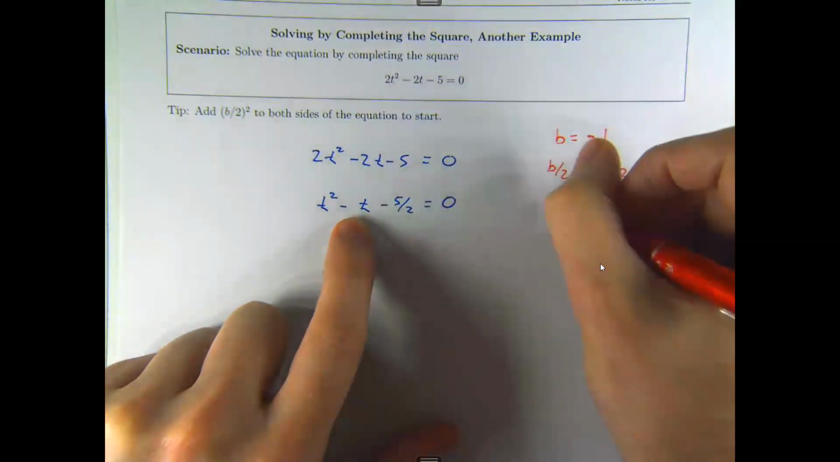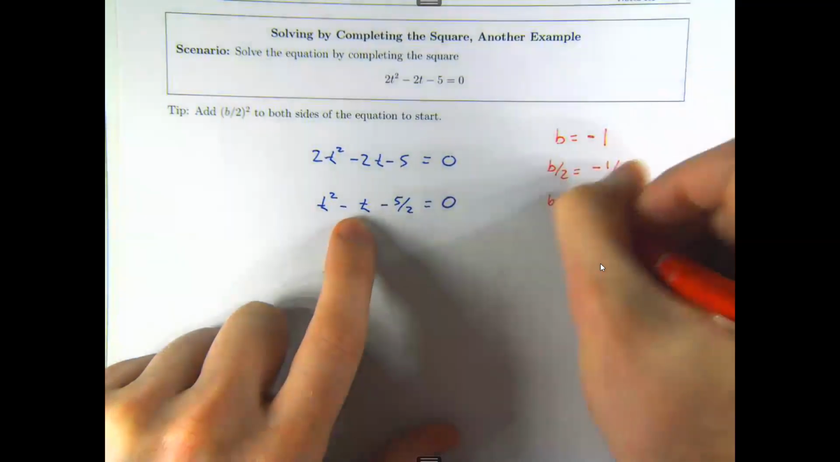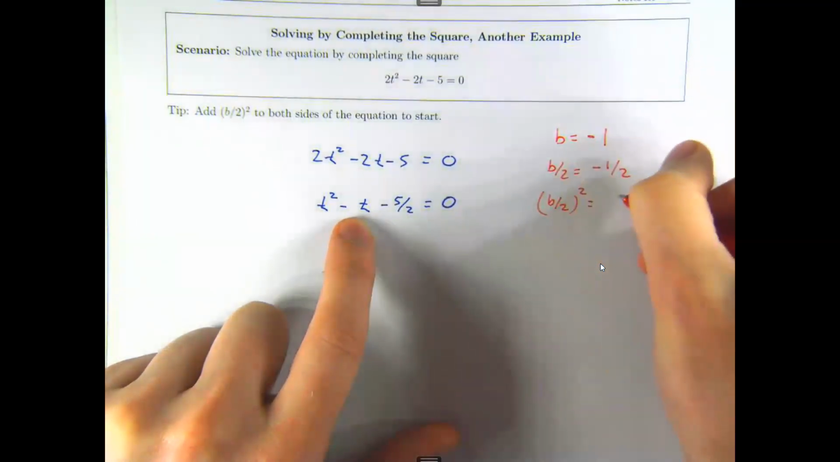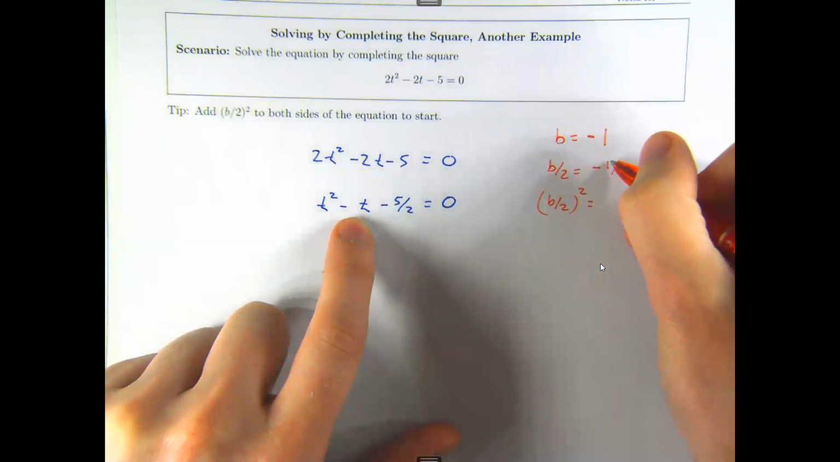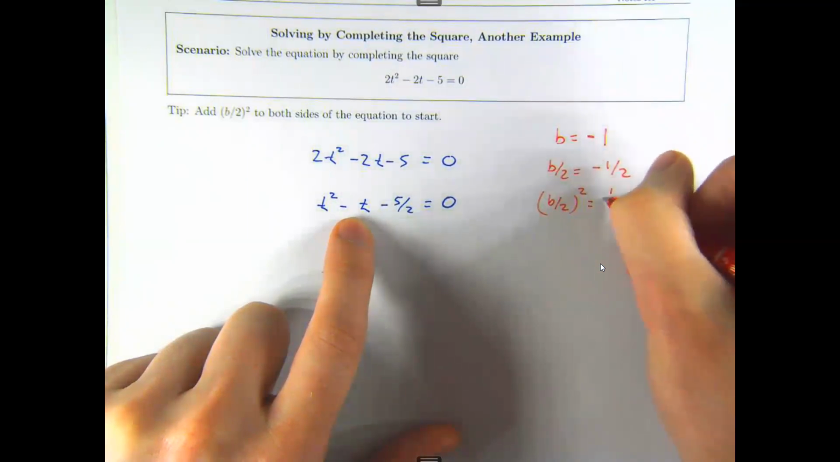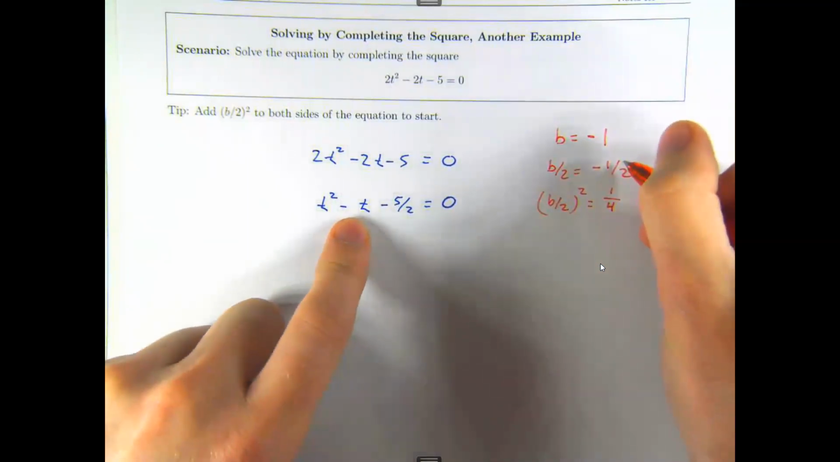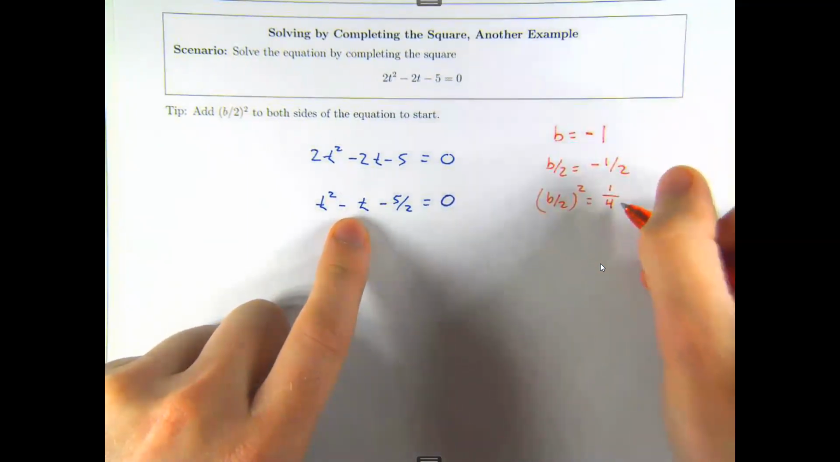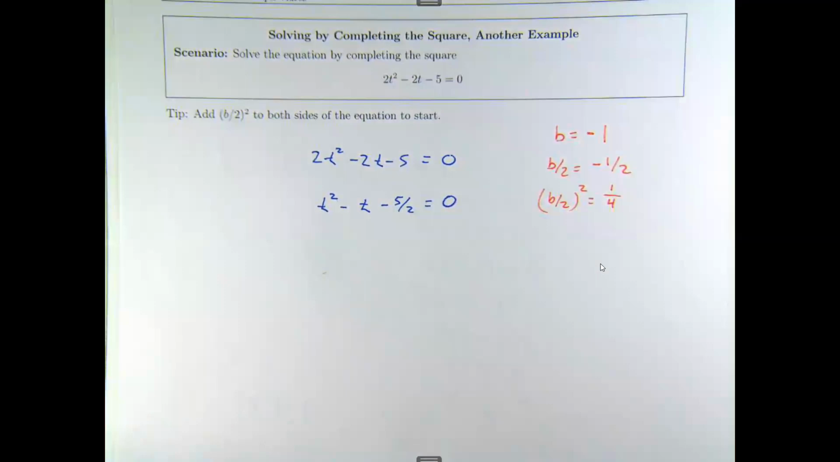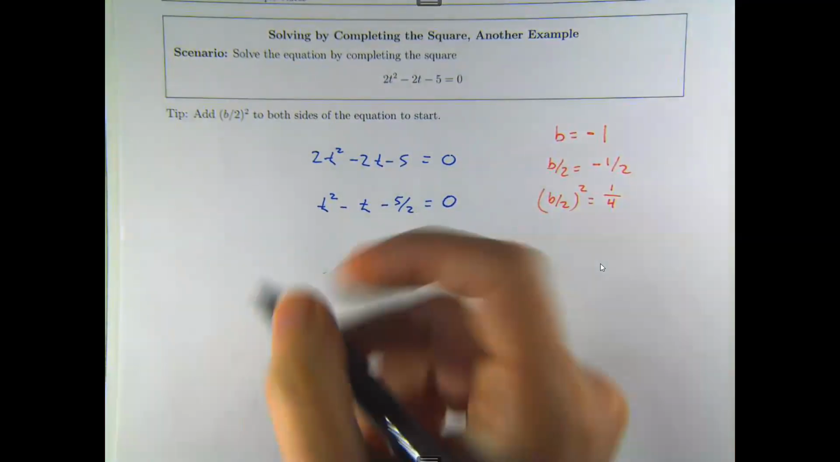Squaring this, negative times negative makes it a positive. 1 times 1 on the top would give me a 1. 2 times 2 on the bottom gives me a 4. -1/2 times -1/2 is a quarter. So I'm going to add that to both sides.